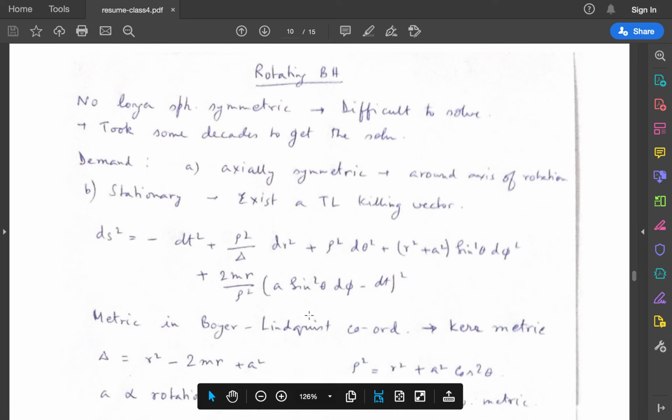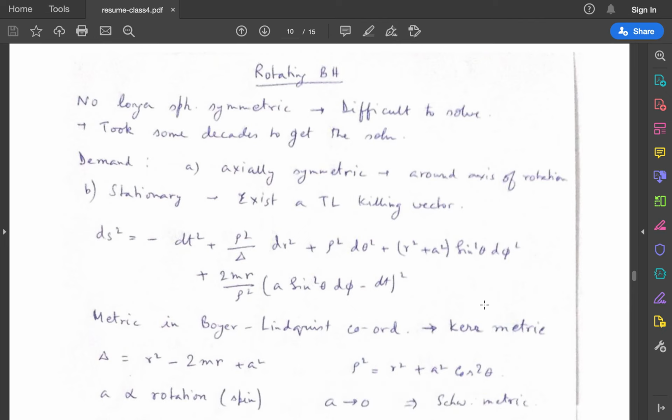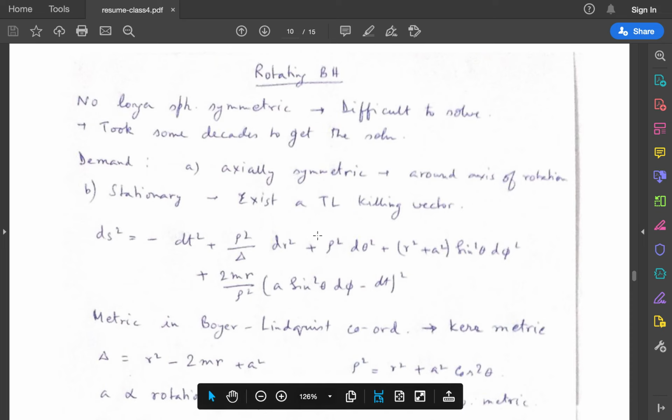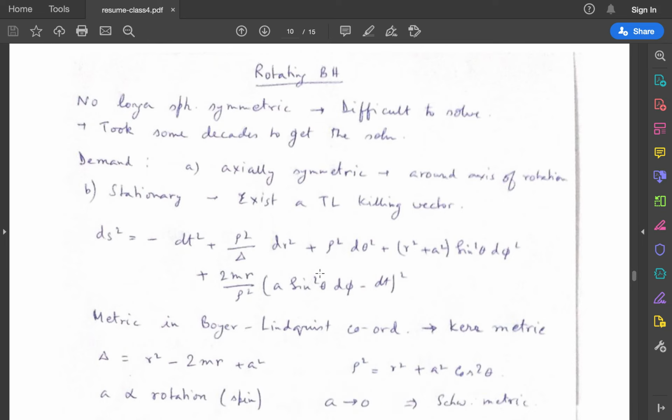This is the Kerr metric in the Boyer-Lindquist coordinates. This is the most famous and most studied coordinate system in which the Kerr metric is studied. Kerr himself wrote this metric, I think, in Cartesian coordinates. However, that is not useful now. The most used one is this Boyer-Lindquist coordinate.